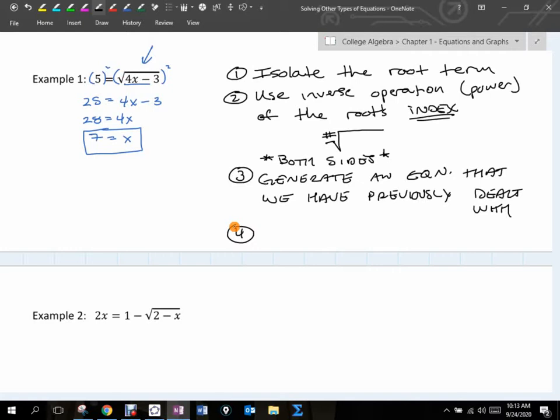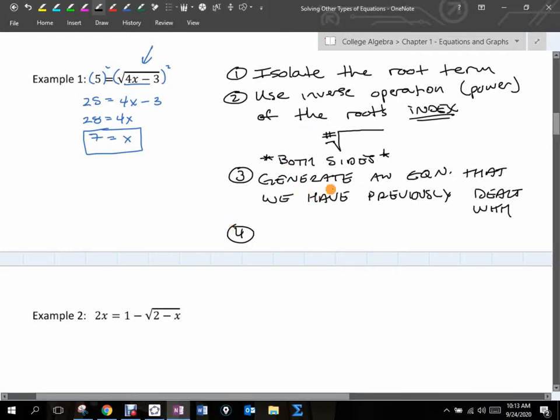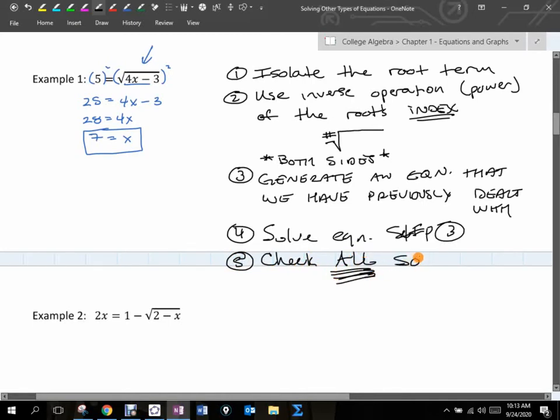But when we do have third root, fourth root, fifth root, the procedures are exactly the same. Okay. So you're going to solve that. So that's going to generate an equation that we have previously dealt with. Solve the equation from step 3. And then the fifth step will be to check all solutions for extraneous results.